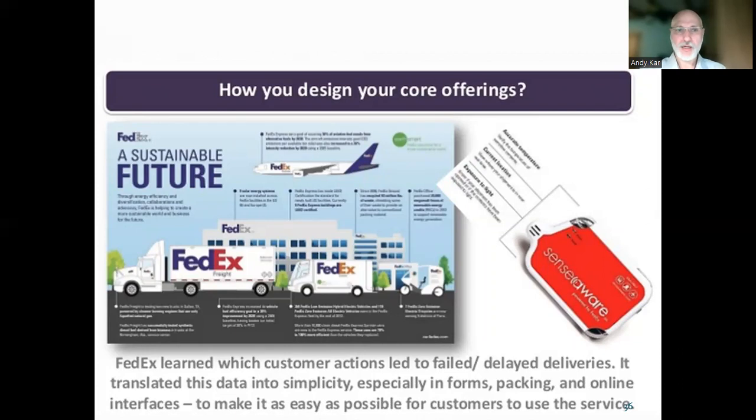FedEx. Now here is FedEx, which is focused on a sustainable future. FedEx learned which customer actions led to failed or delayed deliveries. It translated this data into simplicity, especially in forms, packing, and online interfaces, to make it as easy as possible for customers to use the service.